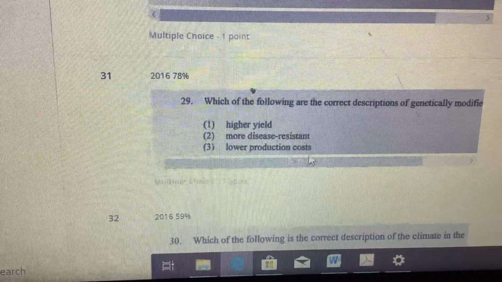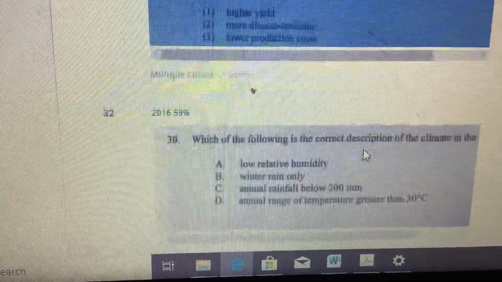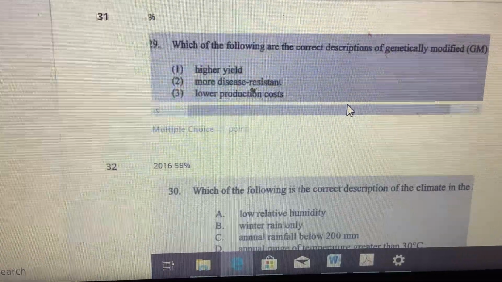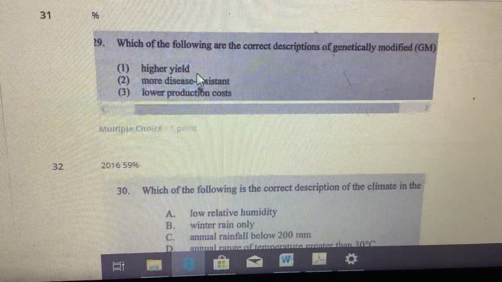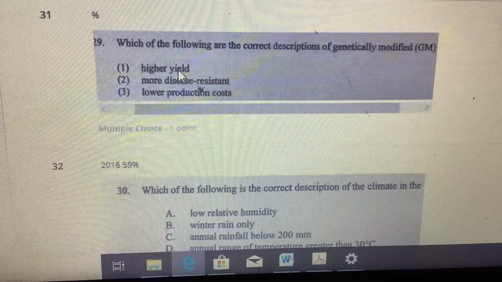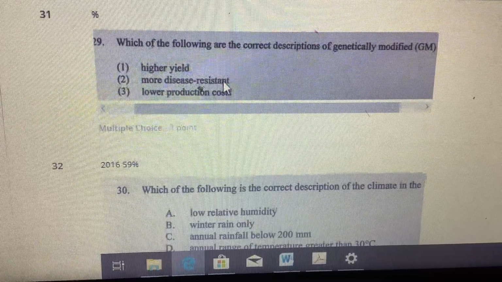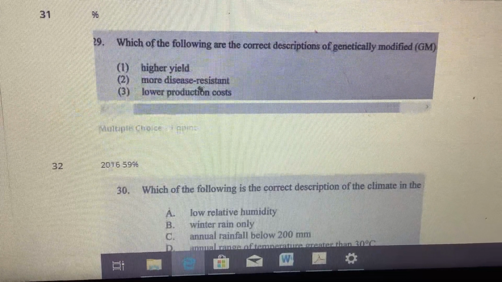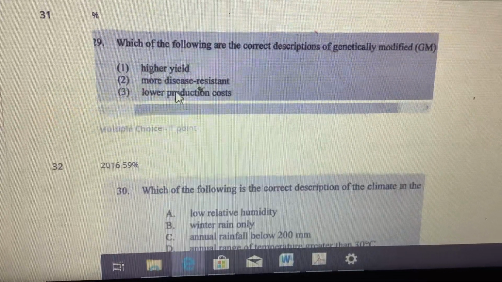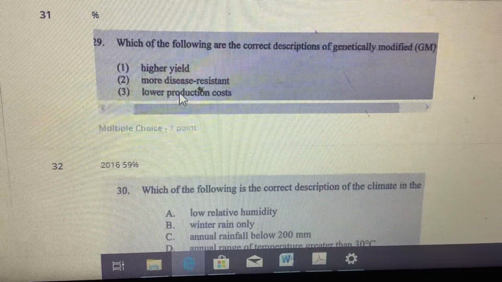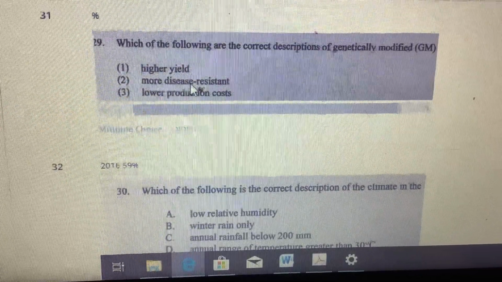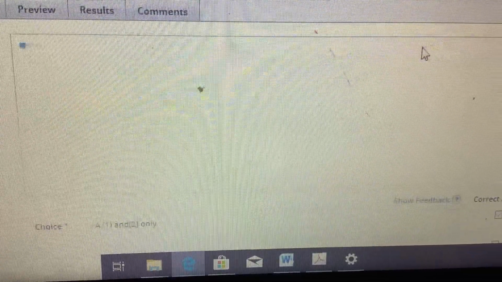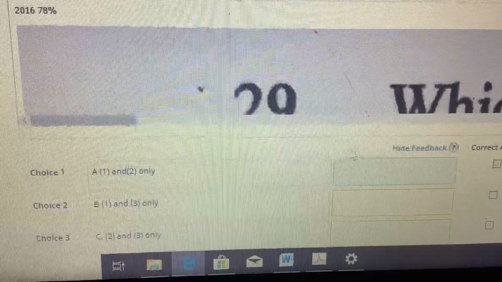Which of the following are the correct, yeah, I have done the previous one already. Which of the following are the correct description of genetic modified engineering? Okay, genetic modified crops. Okay, high yield. This one is sure. More disease resistant, right. Lower production cost is not right because a higher yield always accompanied by more input of the fertilizer and also more input for the pesticide. So this one is not correct. Number 3 is not correct. The answer should be 1 and 2 only, as you can see here.